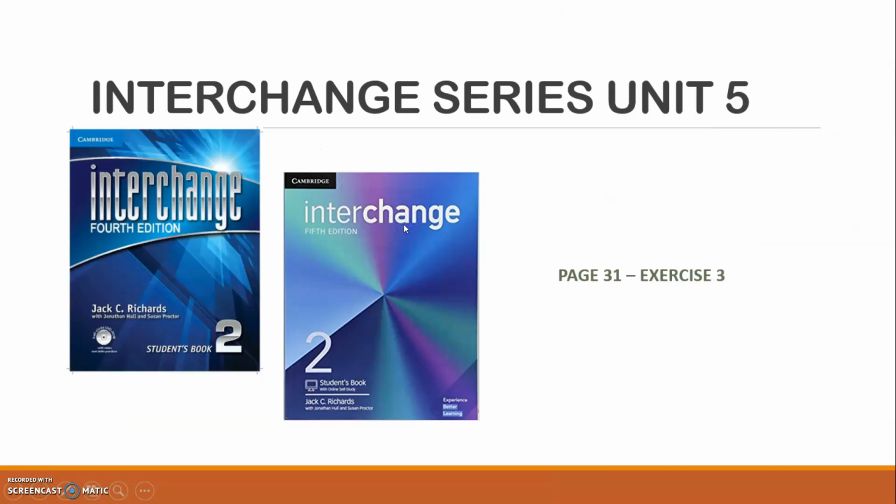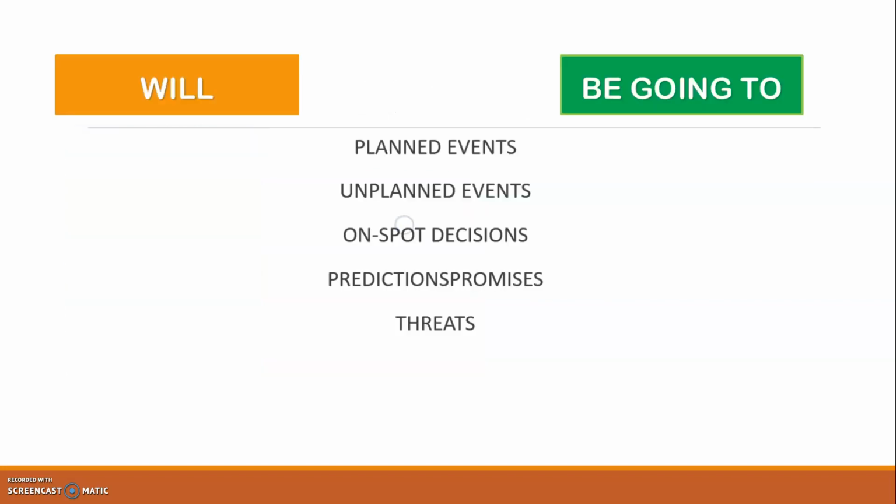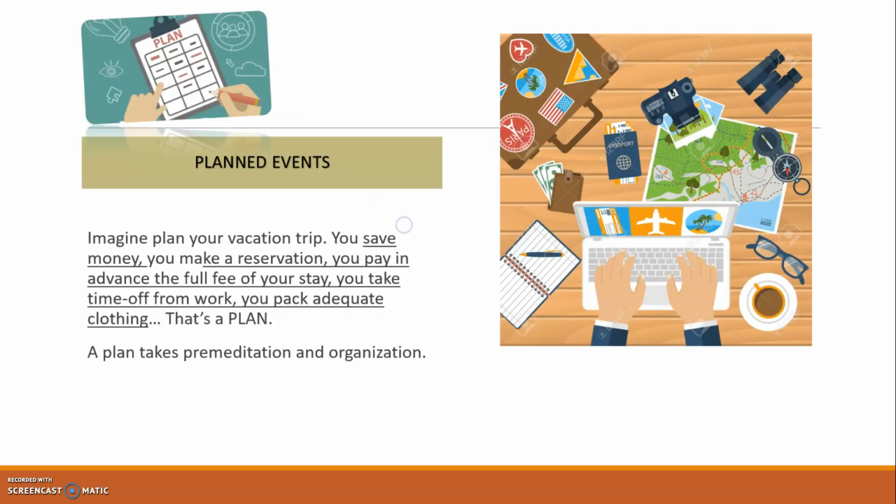If you are using the Interchange Series 4th or 5th edition, this is Unit 5, page 31, Exercise 3. Before we go to any explanation, I want you to look at these situations. When do you think it's necessary to use will, and when should we use be plus going to? If you're not familiar with these terms, I'm going to explain them to you.